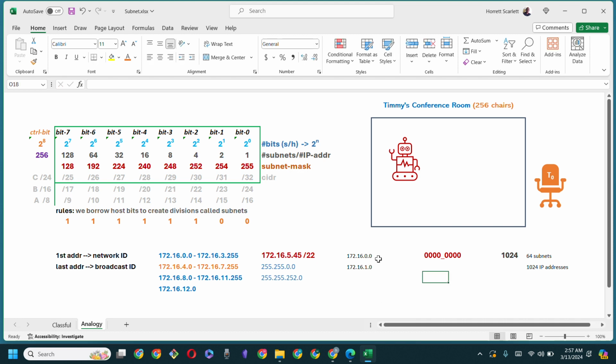And if we ask ourselves for the first IP address, this one, how many valid patterns do we have? Then we are going to end up with 256 patterns. So 256 patterns. How do we know?